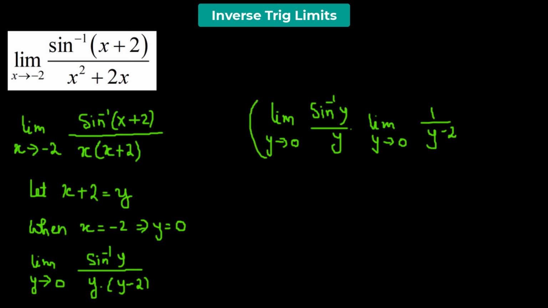So the limiting value of sine inverse of y divided by y is going to be 1. And substituting for the value of y, we have 1 over 0 minus 2. So that means the limiting value of our given function when x approaches negative 2 is going to be equal to negative half. Let's do another problem.